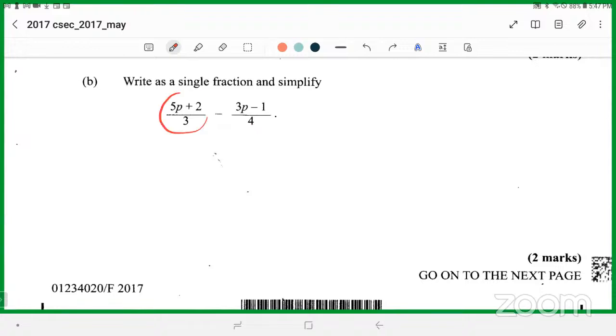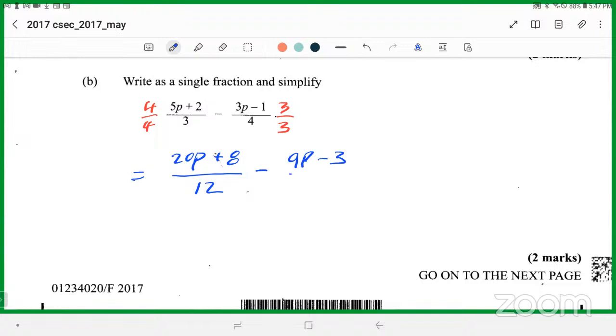Like I'm multiplying this fraction by 4 over 4. I'm multiplying this fraction by 3 over 3. That's how I'm making the adjustment, so that the two denominators become 12. All right? Watch this now. This becomes equal to, I'm multiplying the numerator by this 4, so I'm getting 20p plus 8 over 12, because 4 times 3 here is 12, minus, I'm multiplying this 3 up here now, so I'm getting 9p minus 3 over 12.